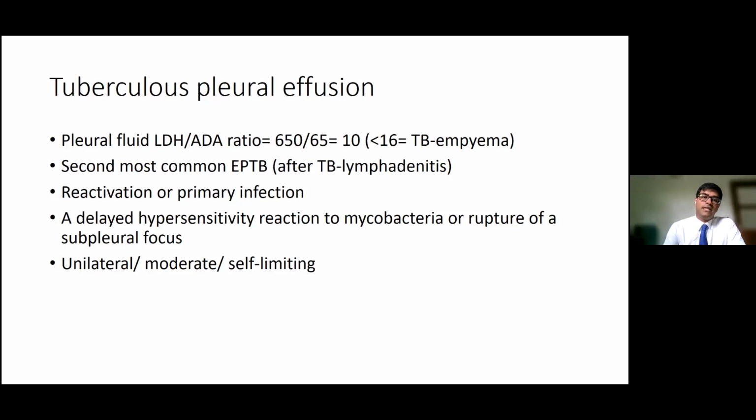Tubercular pleural effusion is the second most common form of extrapulmonary TB. It may be due to reactivation or primary infection of the pleura. A delayed type hypersensitivity reaction to mycobacteria is the commonest pathogenesis, although a rupture of a subpleural focus is also another explanation. It's usually unilateral, moderate, and self-limiting in case of a simple tuberculous pleural effusion.